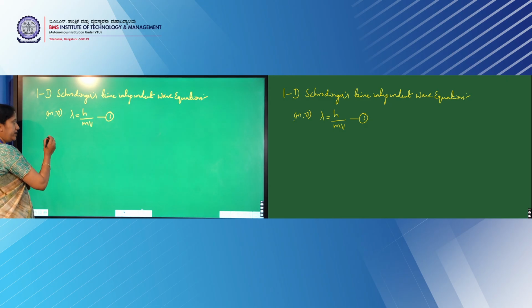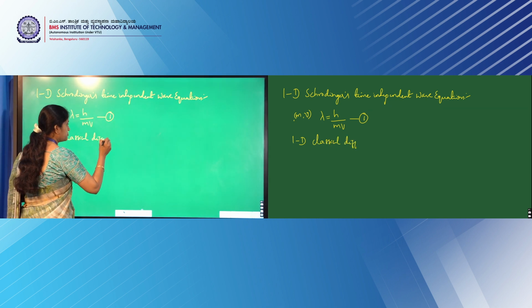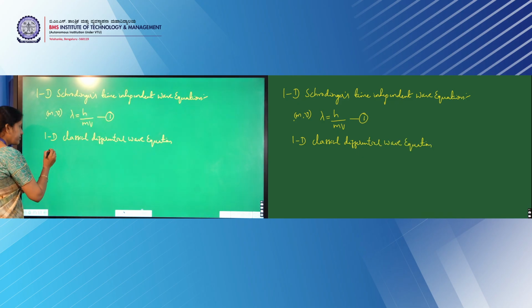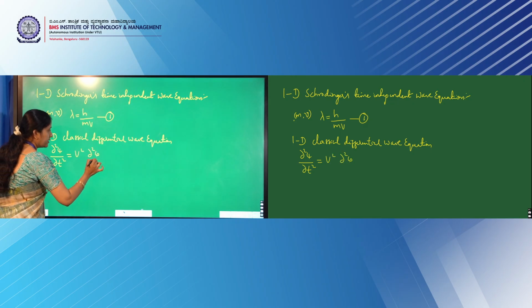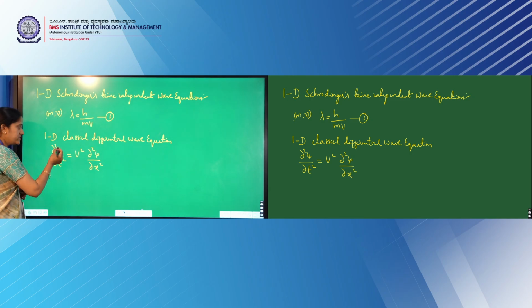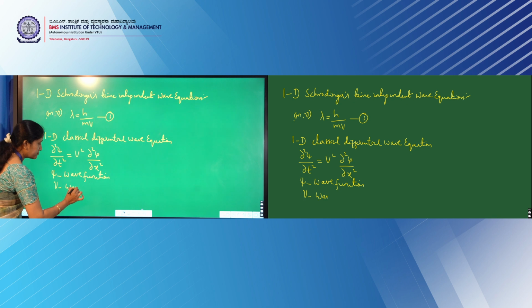Accordingly, we can write the one-dimensional classical differential wave equation as given by del square psi by del t square is equal to v square del square psi by del x square. Here psi refers to the wave function and v refers to the wave velocity.